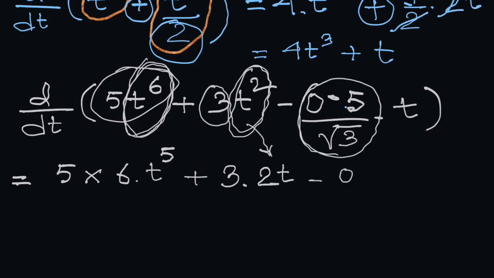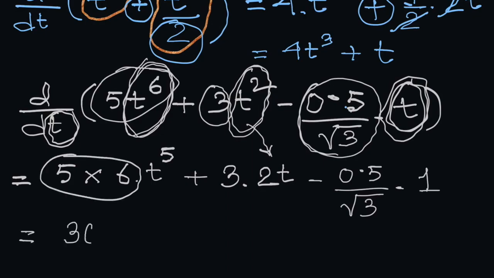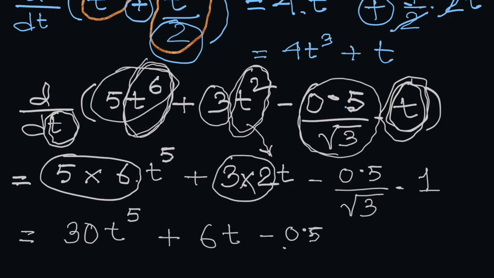Very easy, 0.5 by root 3, it will remain like that. And differentiation of t, we did it once earlier, 1 only. So the final result comes at 5 into 6, 30, t to the power 5, plus 2 into 3, 6t, minus the constant part, 0.5 by root 3. That's it.